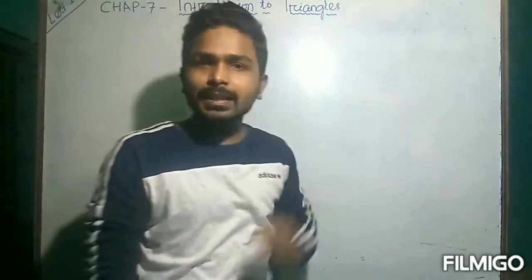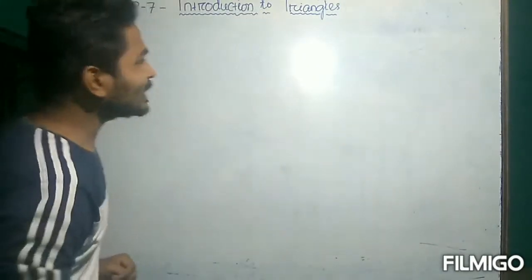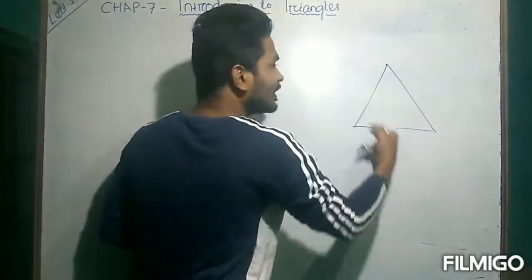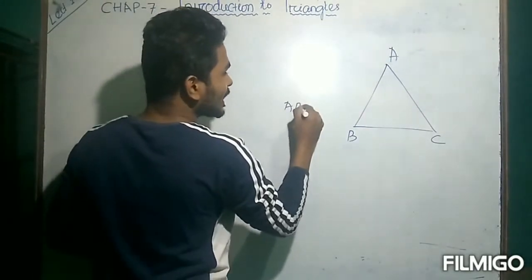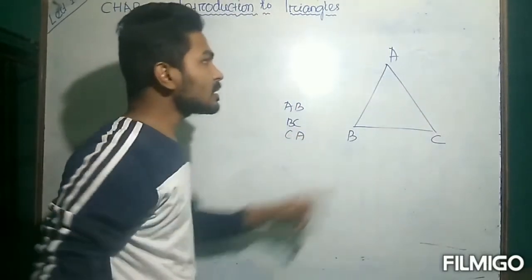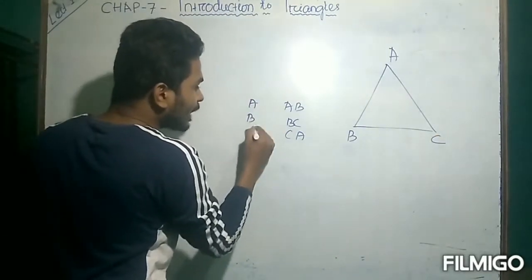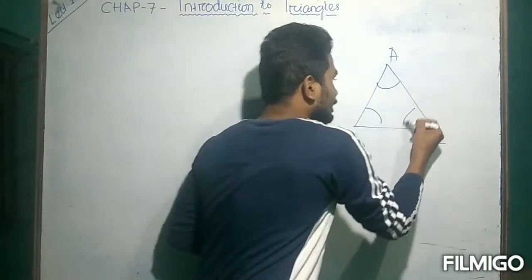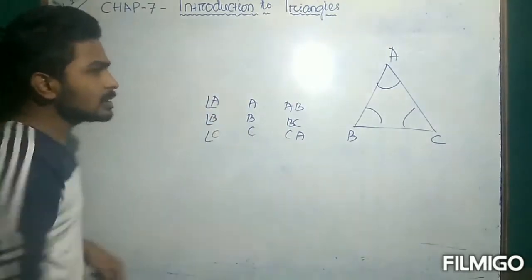In chapter 6 we have discussed the triangles and their various properties, right? We know that a triangle is a polygon having how many sides? Having 3 sides, right? And the 3 sides are AB, BC and CA. It has 3 vertices, vertex A, vertex B and vertex C, as well as 3 angles, angle A, angle B and angle C.